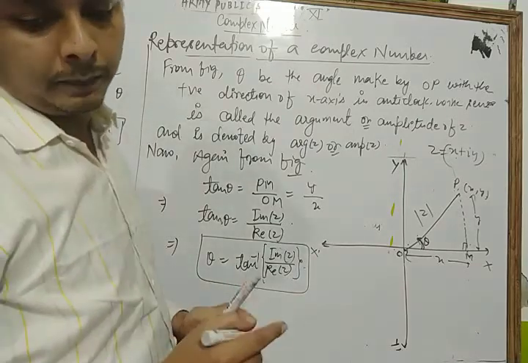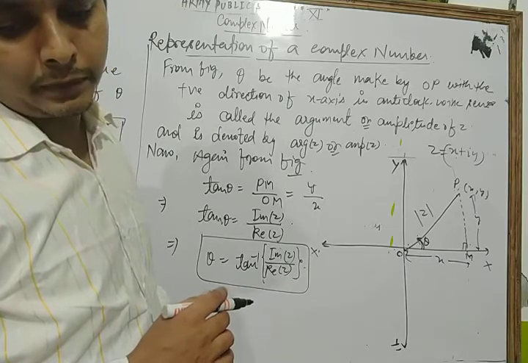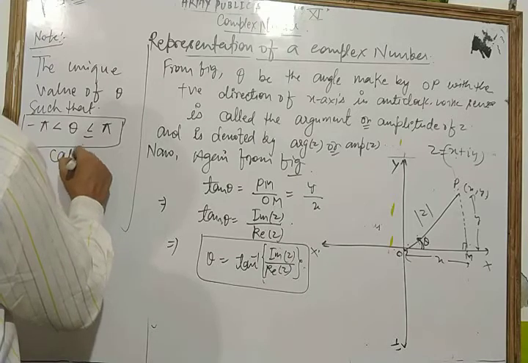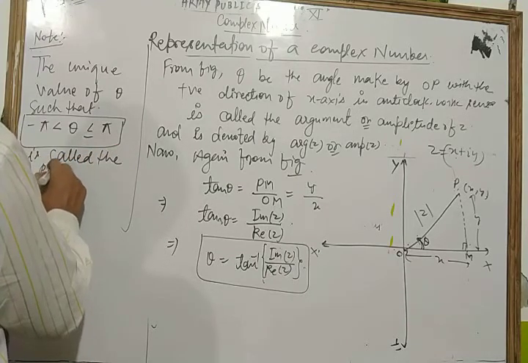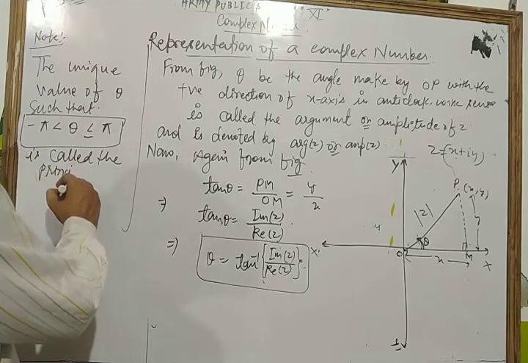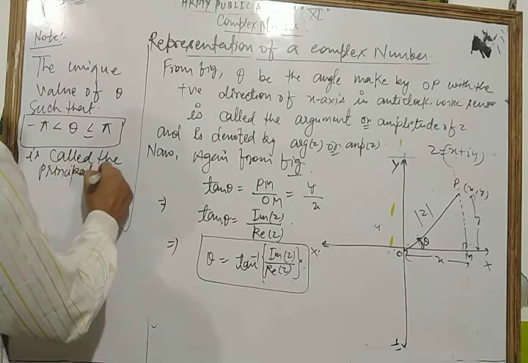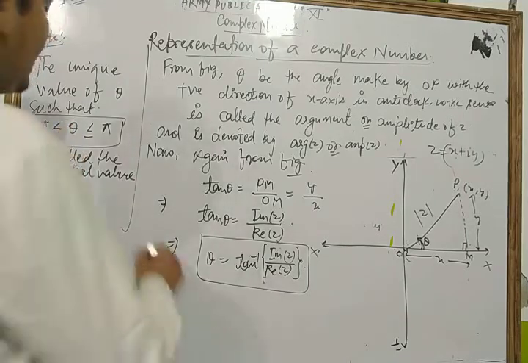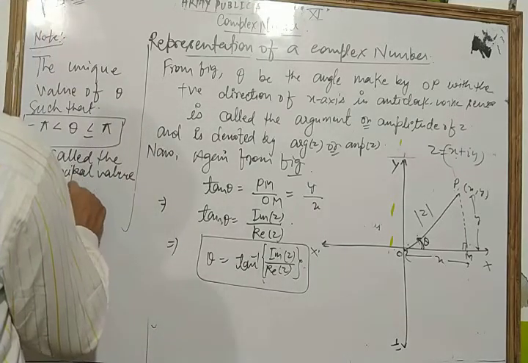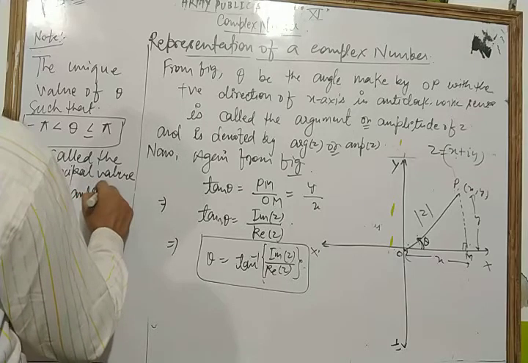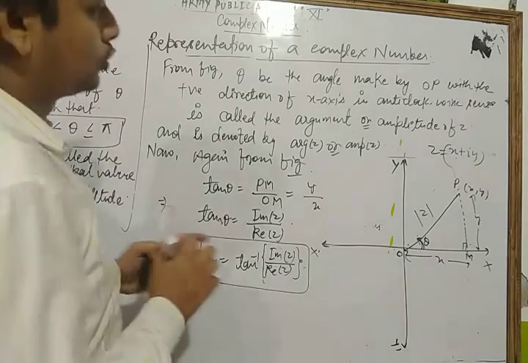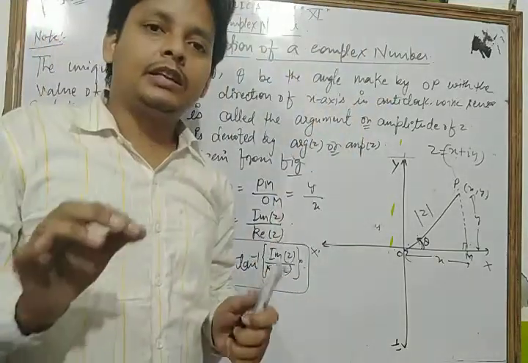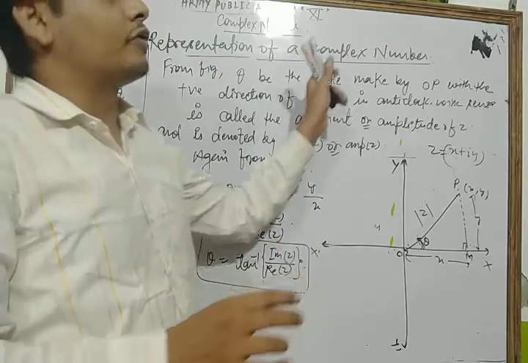This is called the principal value of the amplitude, or principal argument. So dear students, this is the whole concept of the geometrical representation of a complex number.